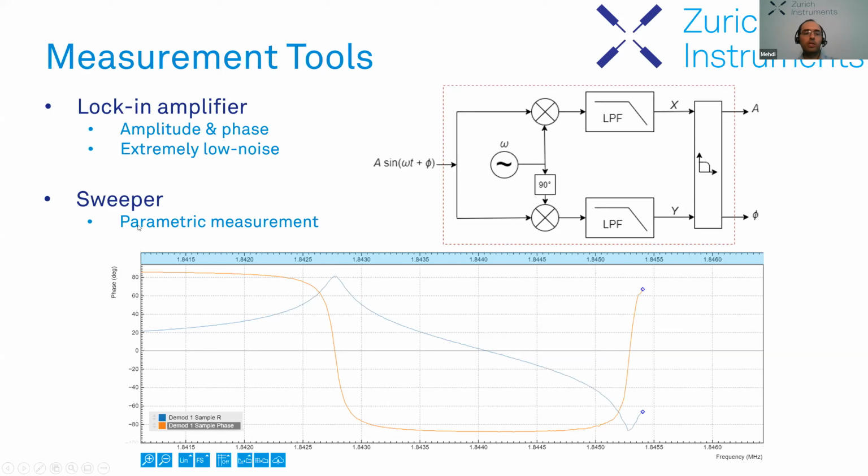The other tool that you need is a sweeper, to sweep a parameter, in our case, the delay between the pulses, but it can sweep many other parameters here. We are sweeping frequency and we measure the amplitude and phase. So these are the two tools for the measurement part that we need.